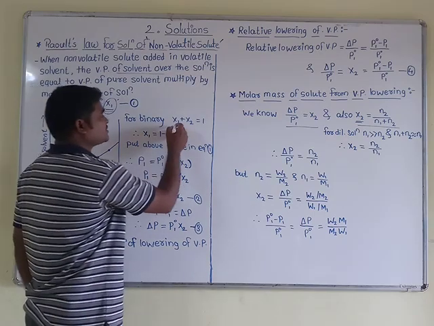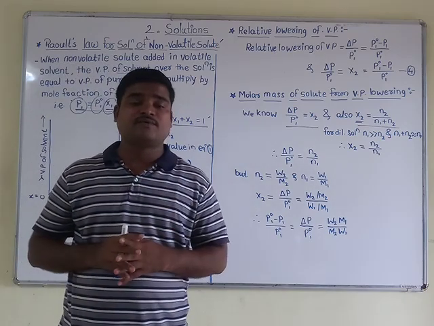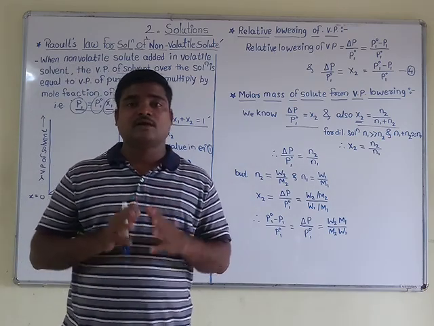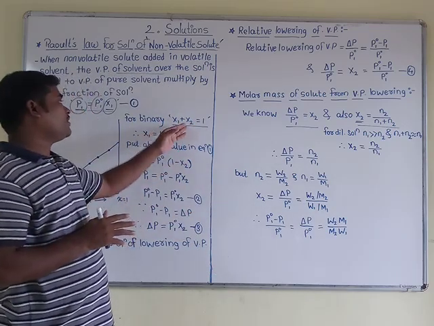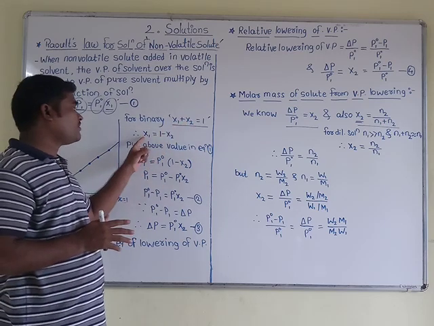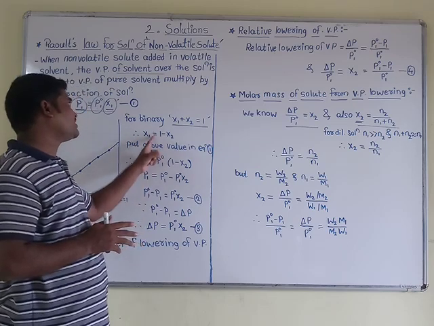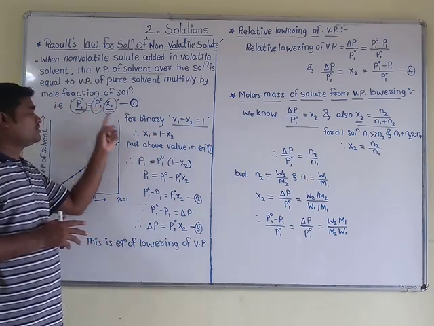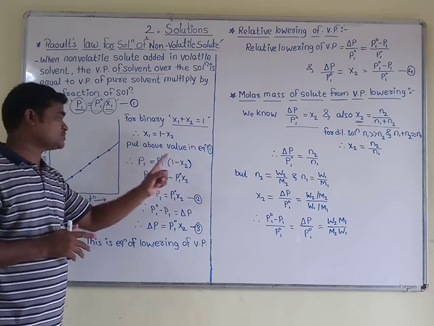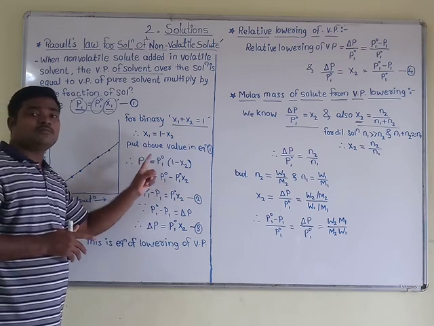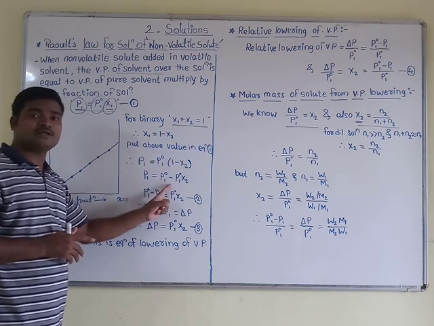Now for binary solutions, we can say that the mole fractions of the two components, x1 plus x2, is equal to 1. If we rearrange this equation in terms of x1, we get x1 is equal to 1 minus x2. We substitute this value in the above equation, and we get P1 is equal to P1 0 times (1 minus x2). If we multiply the term P1 0 inside the bracket, we get this equation.